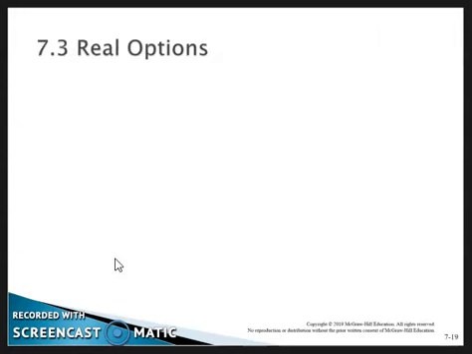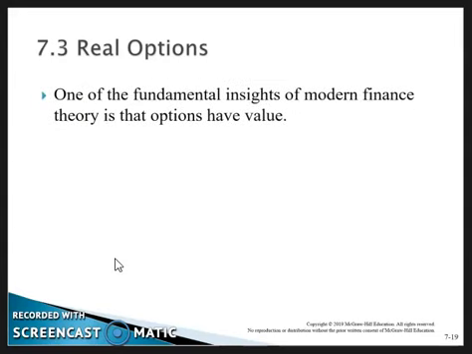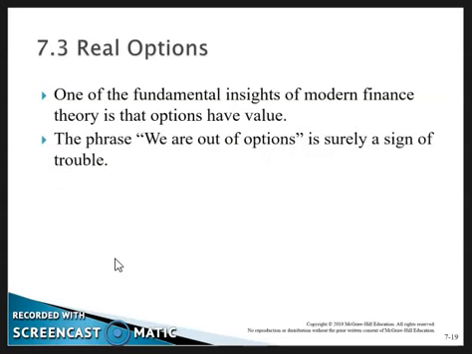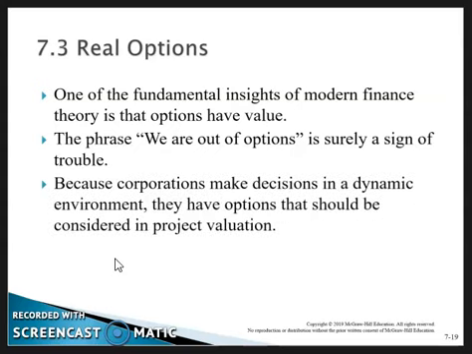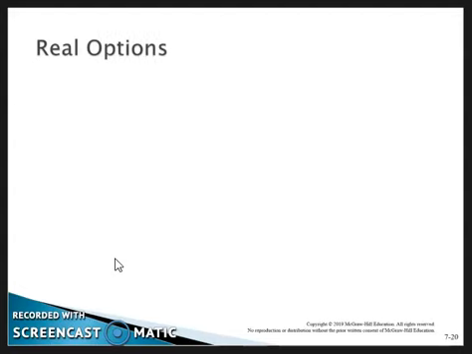Real options. One of the insights of modern finance theory is that options have value. We talk about being out of options. That's a problem. If a company is out of options, then they're likely filing for bankruptcy. Because corporations make decisions in a dynamic environment, they do have options to consider when they evaluate projects.